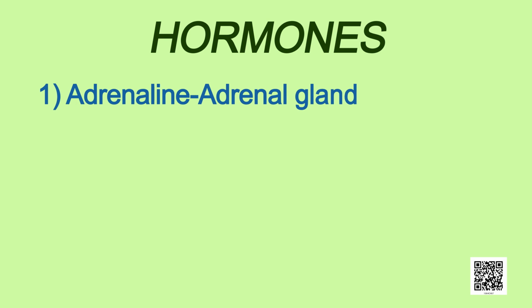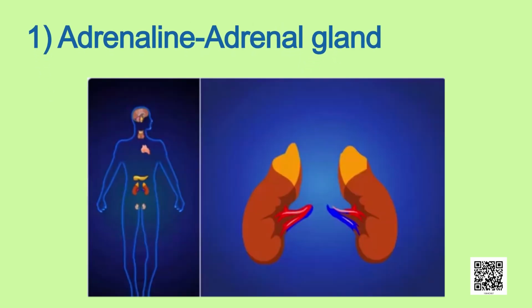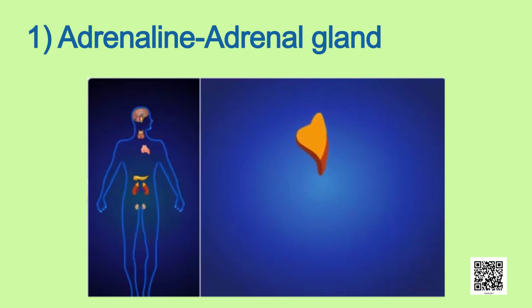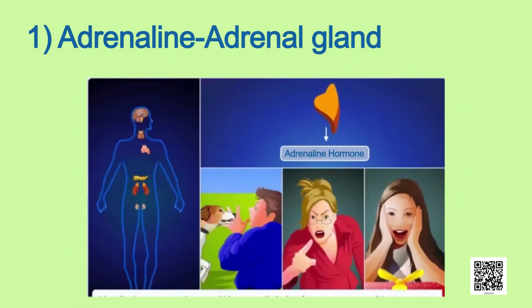Our first hormone is adrenaline. Adrenaline is secreted directly into the blood and carried to different parts of the body. Adrenal glands are situated on kidneys and release some other hormones also. Adrenaline hormone prepares the body in an emergency situation.